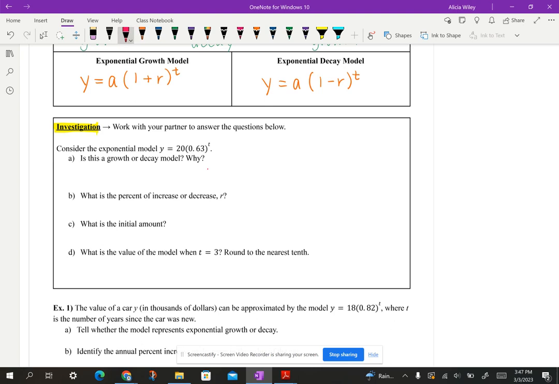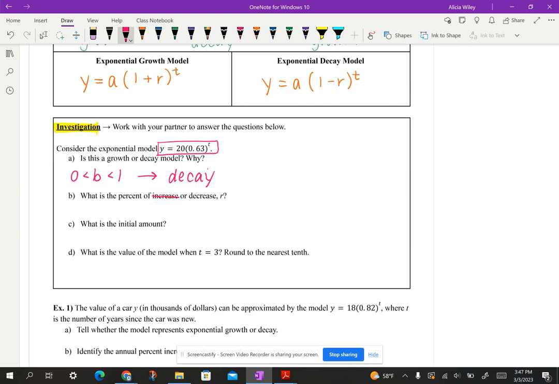So first of all, we're using this model here. The model is our formula for the exponential function. Because our base is between 0 and 1, we can say that this is definitely going to be a decay model. That 0.63 is what's telling us that. It says then, what is the percent of increase or decrease? Well, ours is decay, so it's not going to be an increase, it's going to be a decrease.